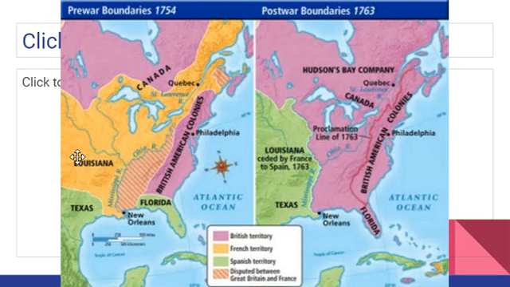Now, this is just real quick a picture of what North America looked like before the French and Indian War. You can see the purple is England, orange is French, green is Spain. But after the French and Indian War, you notice France leaves. They're no longer there. Britain takes all of this, and France actually gives all of this to Spain. So Spain gets a little bit more.